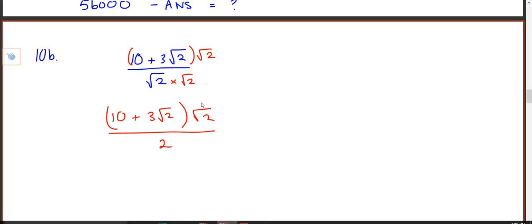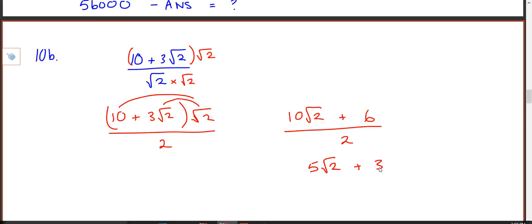Okay. So now we just have to expand. So we've got 10 root 2. And again, this is where people have their issue. 3 root 2 times root 2 is 3 times 2, which is 6, all over 2. And now we've got 10 root 2s and 6. If we split that by 2, we end up with 5 root 2s add 3. So the 2 cancels with the 10 and the 6 to make 5 root 2 add 3. And that's your final answer.